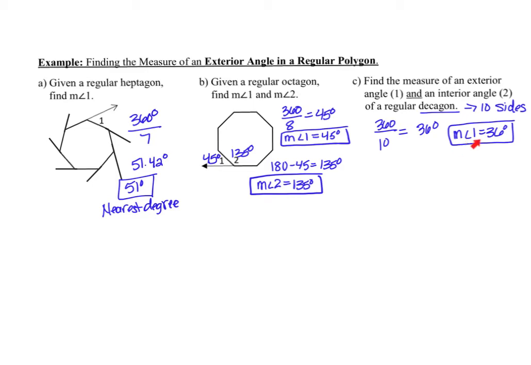Measurement of angle 2 will be supplementary to measurement of angle 1. So to get measurement of angle 2, we can simply subtract 36 from 180 to get 144. So measurement of angle 2 is equal to 144 degrees.